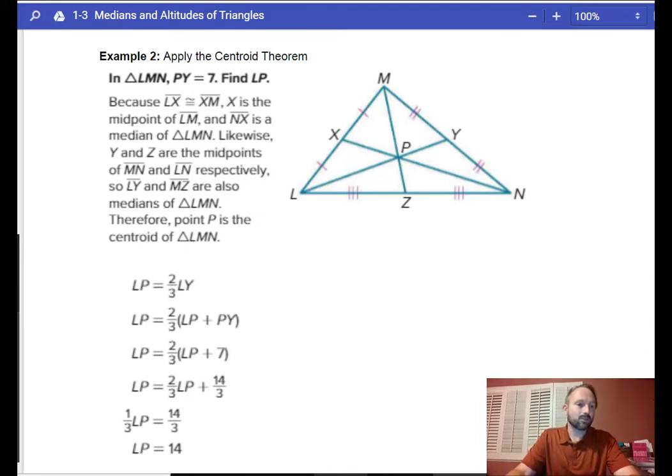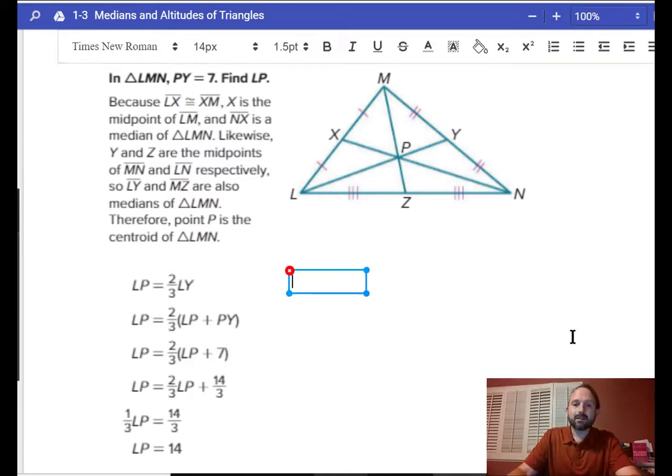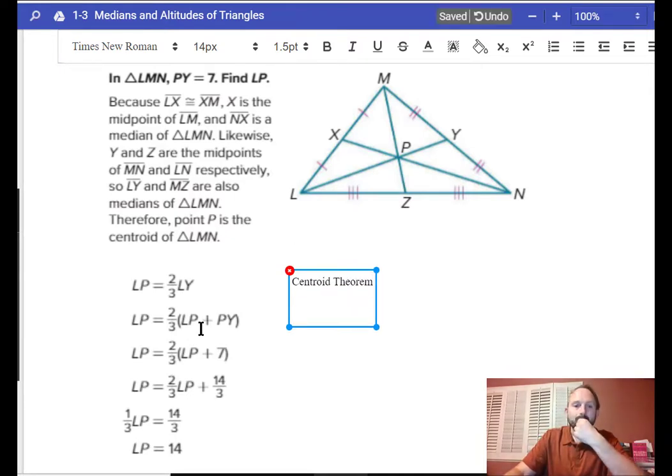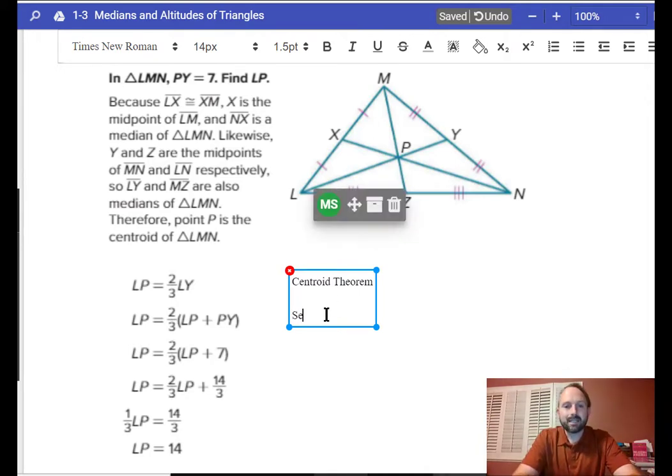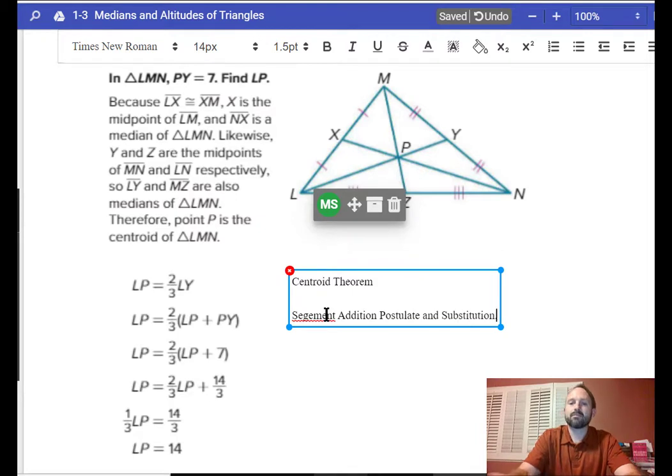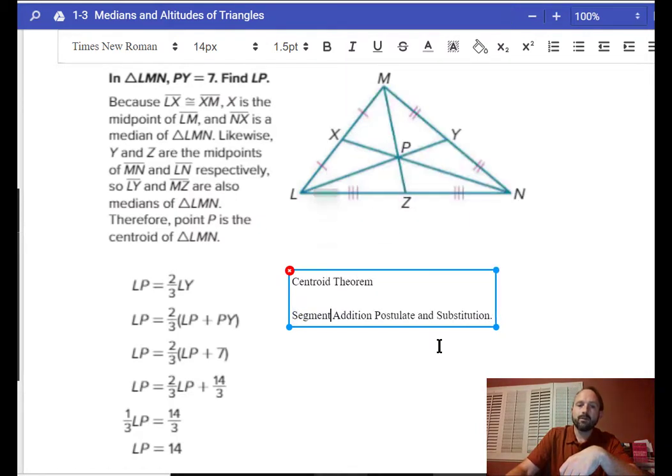So this is the centroid theorem right here. LP is going to be 2/3 of LY. Okay, this is the centroid theorem. All right, well, let's go on to the next part. So we see that LP plus PY. Okay, so we know that LY equals LP plus PY. What is that? Well, that's going to be the segment addition postulate and substitution. There we go.